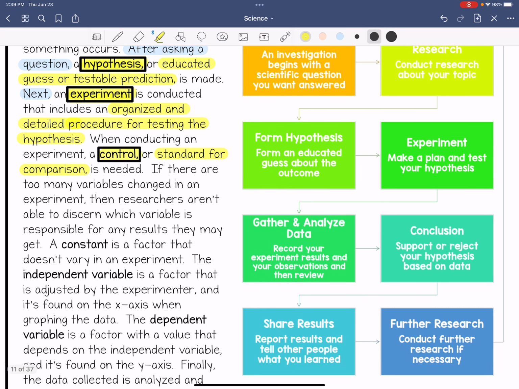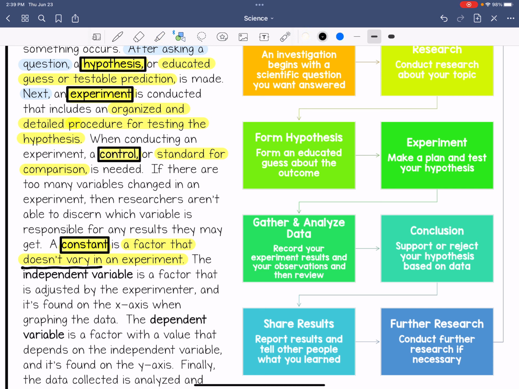If there are too many variables changed in an experiment, then researchers aren't able to discern which variable is responsible for any results they may get. A constant. Here's another vocab. I know that because it's in bold. Is a factor that doesn't vary in an experiment.